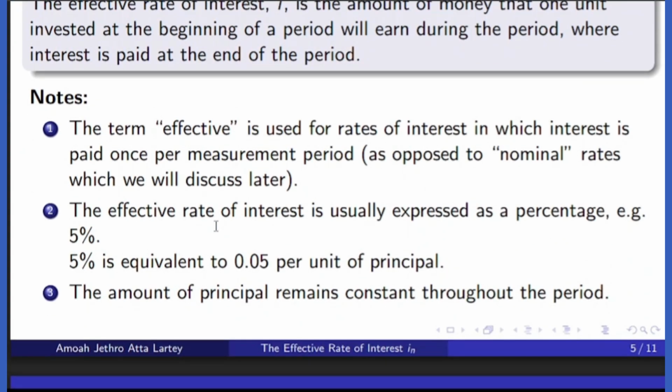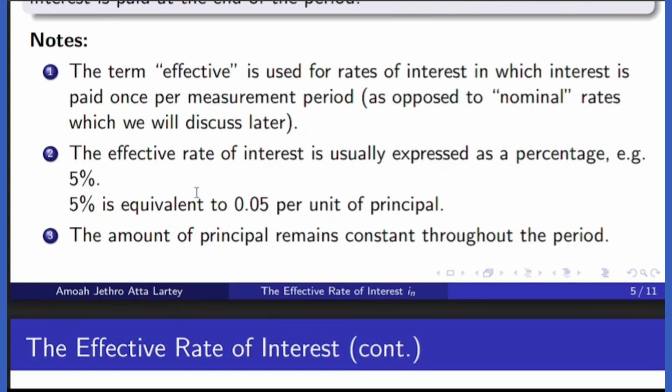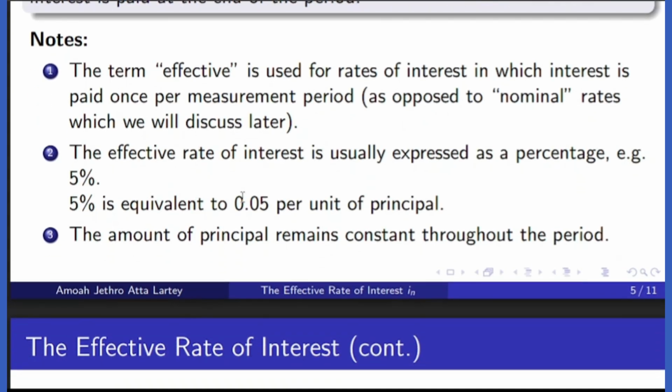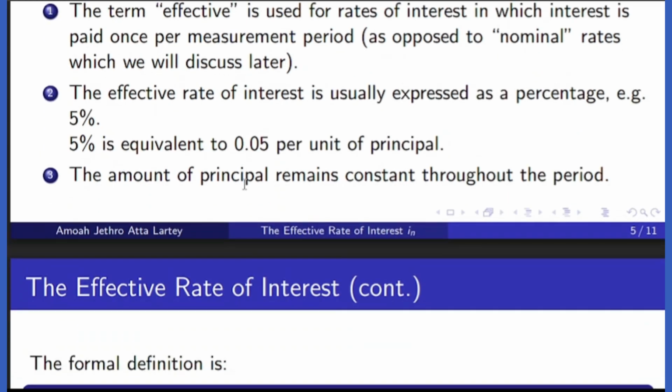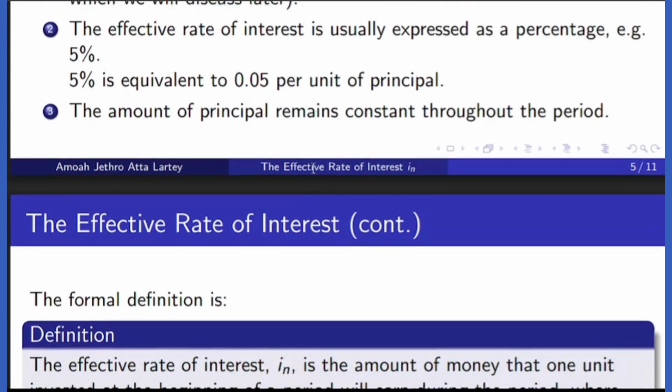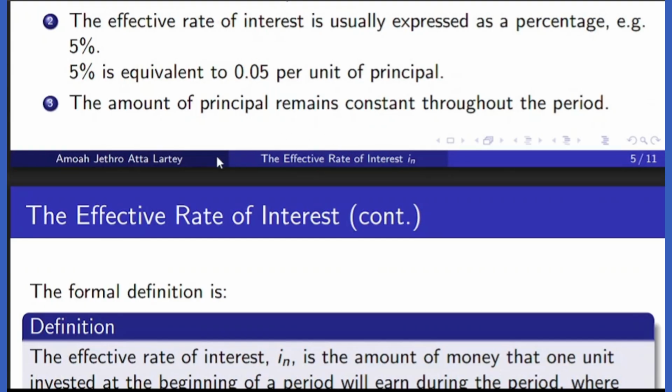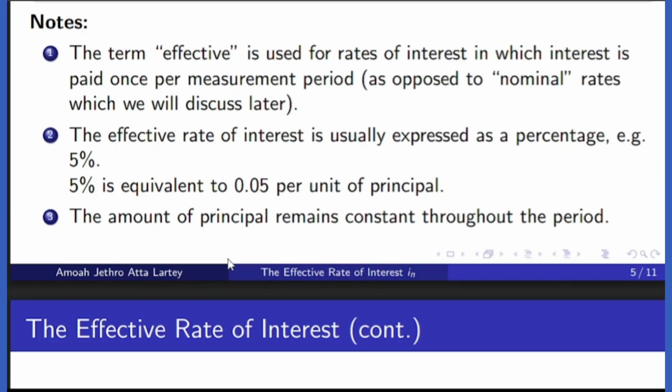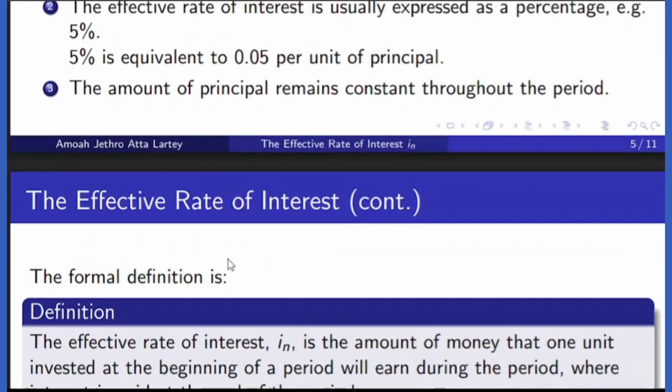There are some notes that you also have to take into consideration. One thing you have to know is that the term effective is used for a rate in which interest is paid once per measurement period. There are interests which are paid nominally, such as semi-annually and monthly. We talk about that in our next video, so you have to watch it so that you understand all of that. Most of the time, the effective rate of interest is expressed as a percentage, and the amount of principal remains constant throughout.